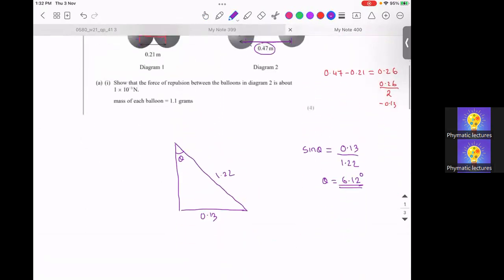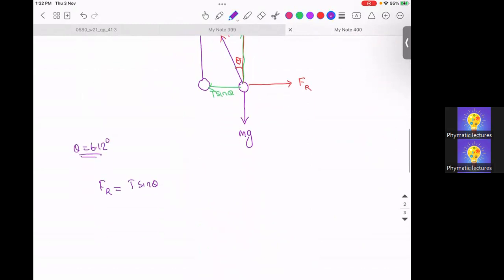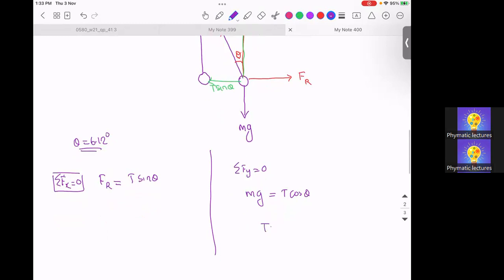they're asking to find the repulsive force, correct? So Fr is equal to T sine theta. We already calculated the value of theta as 6.12 degrees, correct? Now, according to the horizontal component, the total force in the x direction is equal to 0. Similarly, the total force in the y direction is 0. So mg is balanced by the T cos theta component. Therefore, from this we can easily find the tension. Tension is mg divided by cos theta.